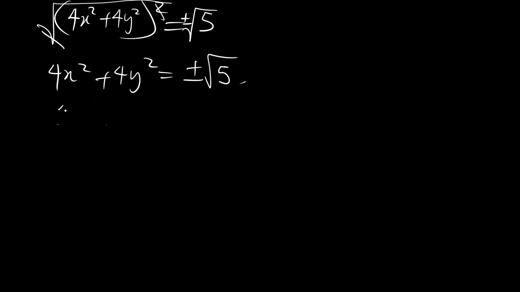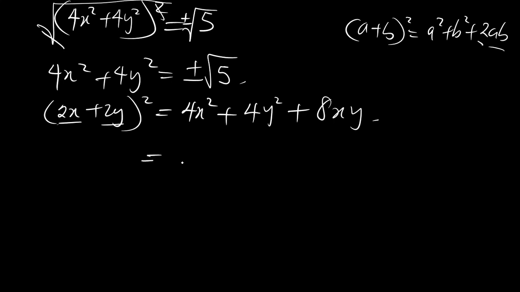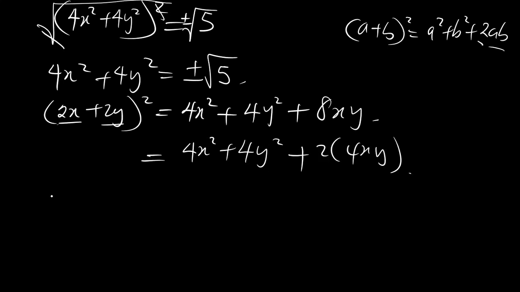Then now, if you say (2x plus 2y) all squared, it's just the same thing as saying (a plus b) all squared will give you a squared plus b squared plus 2ab. So 2x squared will give you 4x squared, plus 2y squared will give you 4y squared, then plus 2x times 2y will give you 4xy, times 2 will give you 8xy. So you now have 4x squared plus 4y squared plus 2 into 4xy. If we call the previous one equation 6, this should be equation 7.